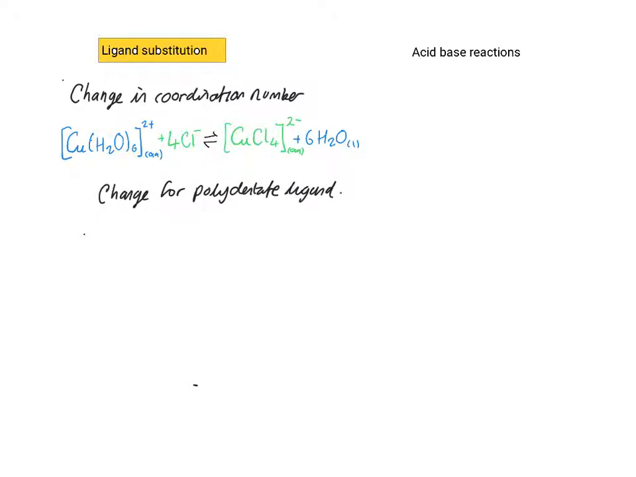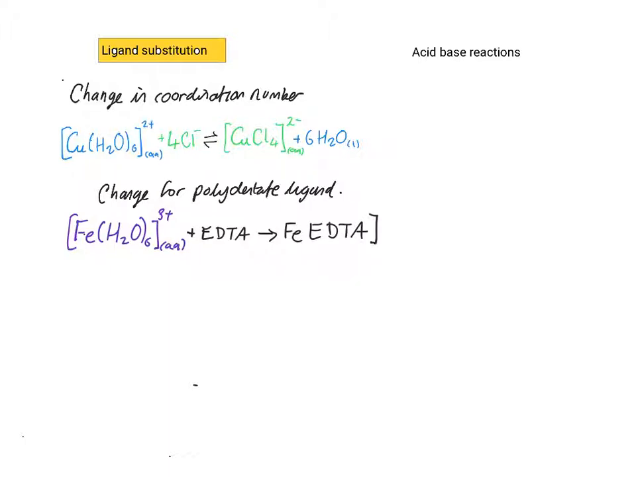If you now change the polydentate ligand, for example, here we've got a hexaaqua iron 3 ion, and we use a polydentate ligand such as EDTA. The reason why the EDTA complex is more stable is not because it grips greater, because it's still a coordination number of 6. It forms 6 coordinate bonds.